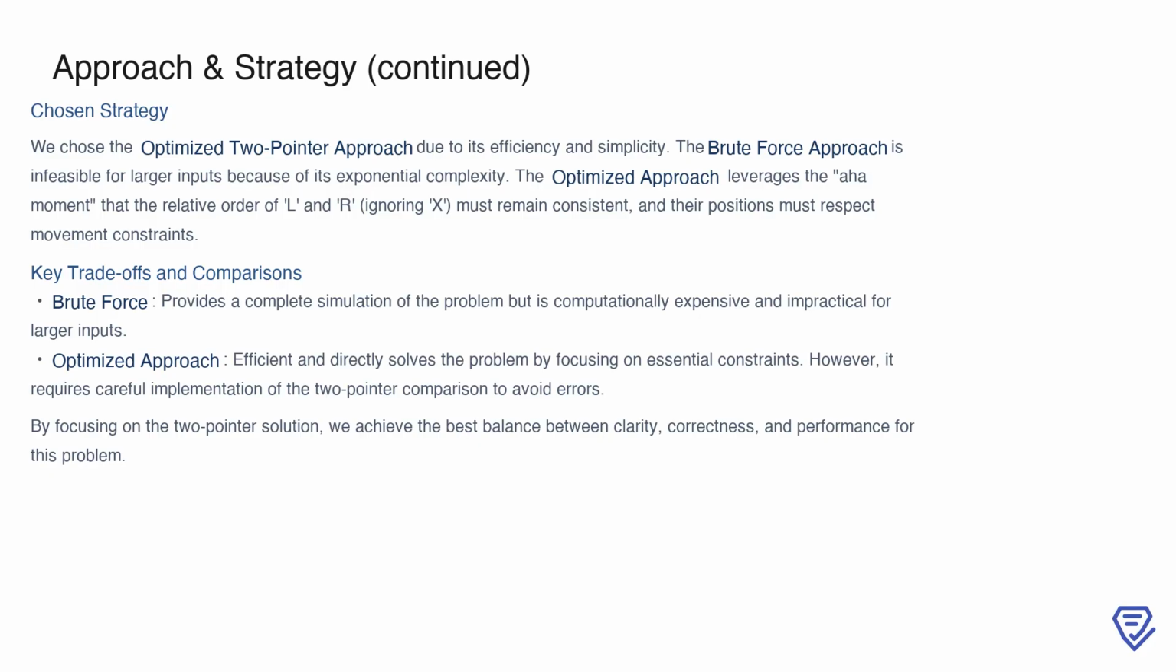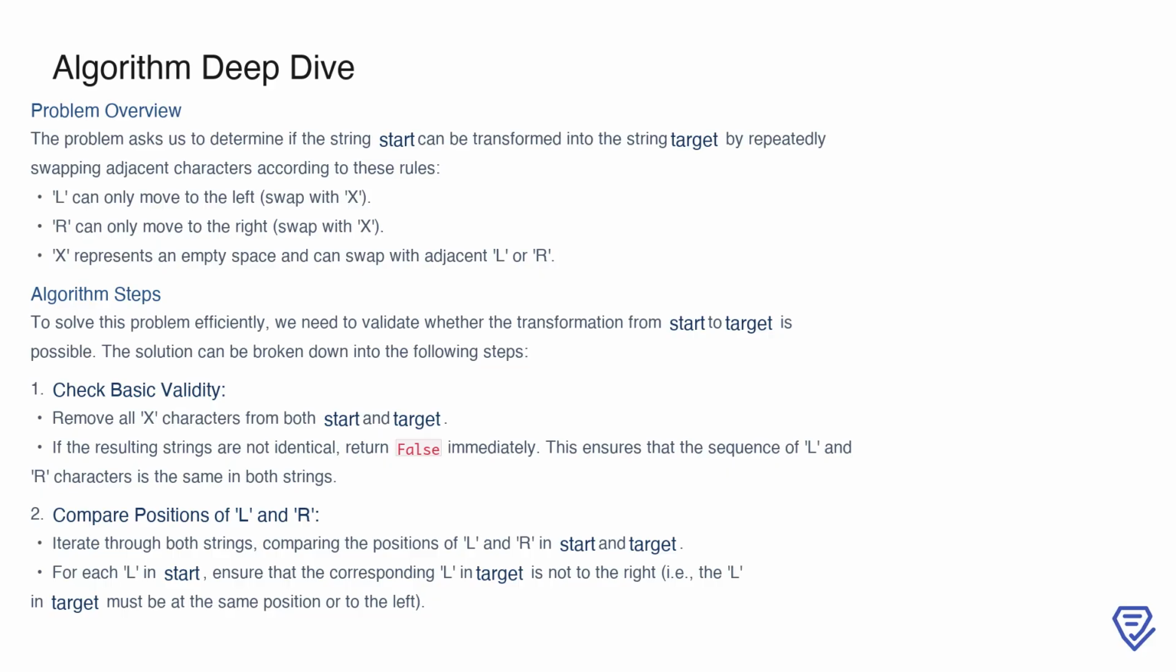This problem challenges us to determine if we can transform the string start into the string target by following strict movement rules for the characters L, R, and X. Here, L can only move to the left by swapping with X, while R can only move to the right by swapping with X. The X character acts as an empty space that facilitates these swaps.